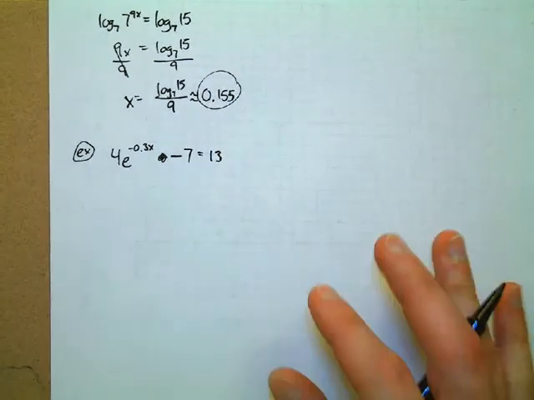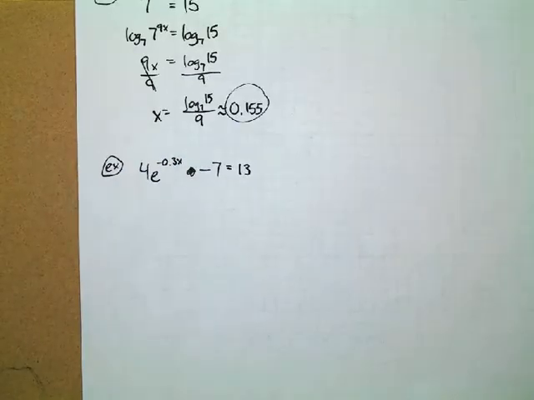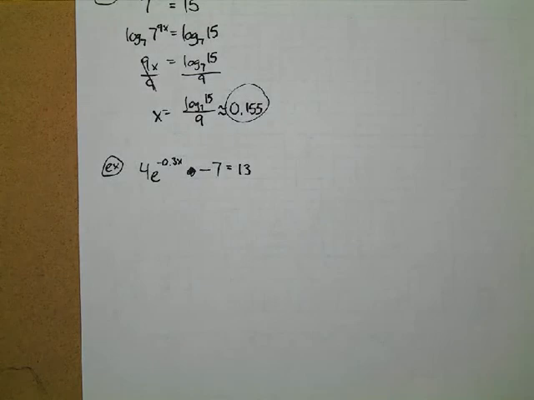Okay, so let's see here. I see e, right? And e is canceled out by natural log, right? So should I go ahead and just take the natural log of both sides at this point? Not yet. What do we need to do first for our first step here? What's the first thing we should do? There you go. We got to isolate the exponential.